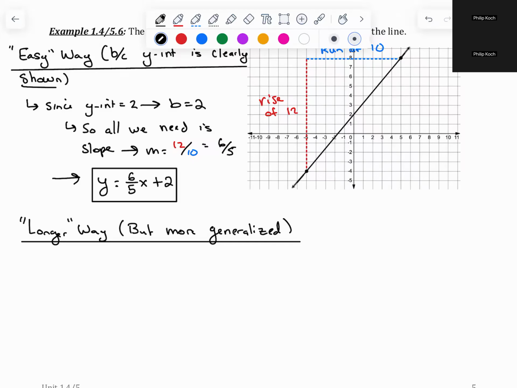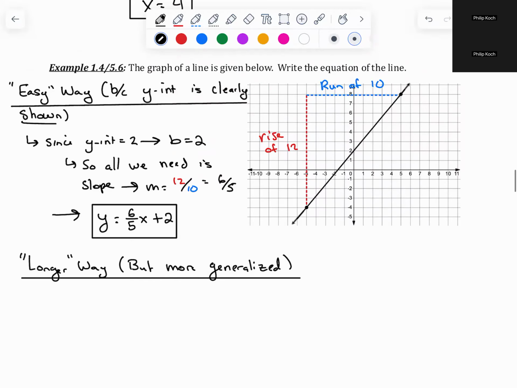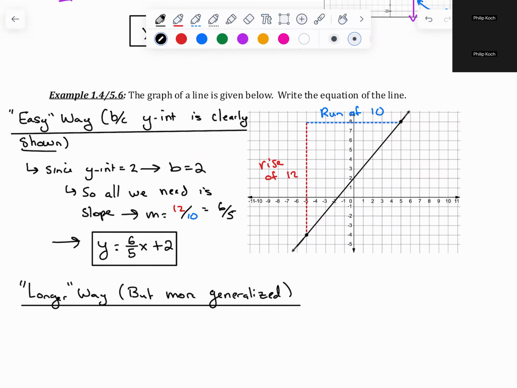Welcome back, everybody. I just added something to the notes right up here. So this problem was where we left off, and the answer was y equals 6/5 x plus 2.